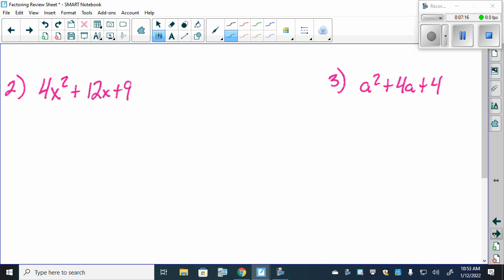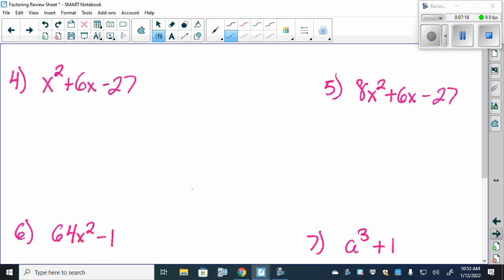If we feel good with 2 and 3. Questions on 4, 5, 6, or 7? Number 5. 8x squared plus 6x minus 27.